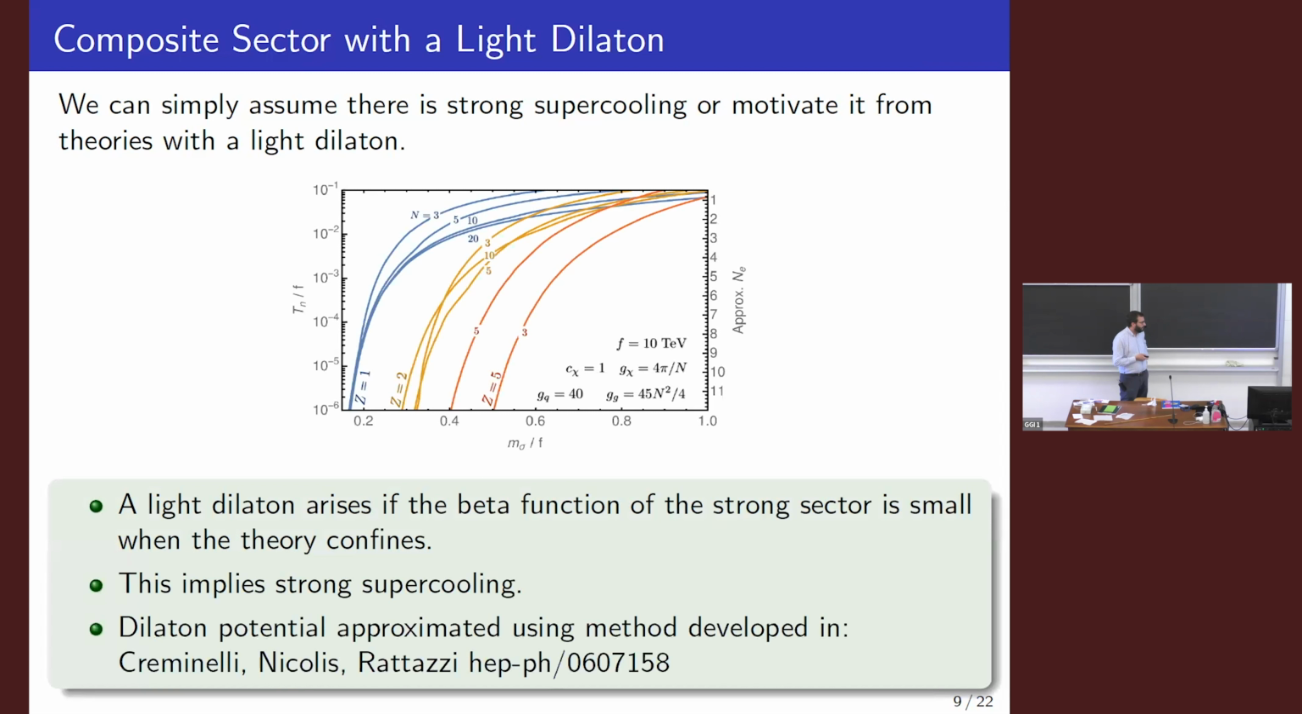Our approach was based on this paper here by Rattazzi and co-authors. And you can see here, basically, we've taken their way of approximating these sort of phase transitions. So they're assuming that all the other composite states are heavy compared to the dilaton, and then relating the dilaton mass to the beta function of the theory. So a lighter mass will imply a smaller beta function and a stronger phase transition. And then there are some details, right?